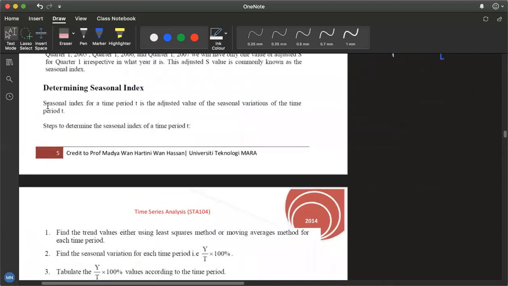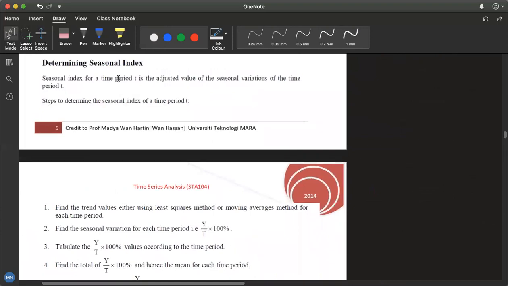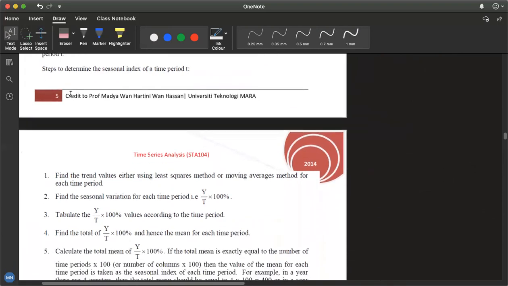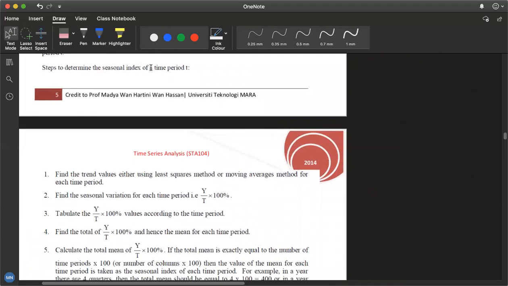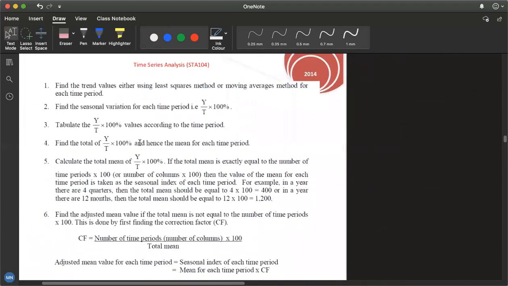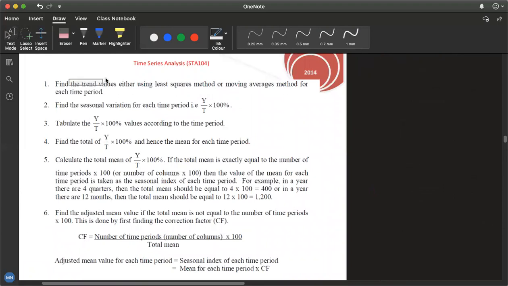Right. To determine the seasonal index, for the time period T is the adjusted value of the seasonal variation of the time period T. So step to determine seasonal index for time period T. First step is we need to find the trend value. So the trend value we already calculated, which came from four moving average, right? This is a trend during least square method or moving average method. So for this subject, we only focus on moving average method.